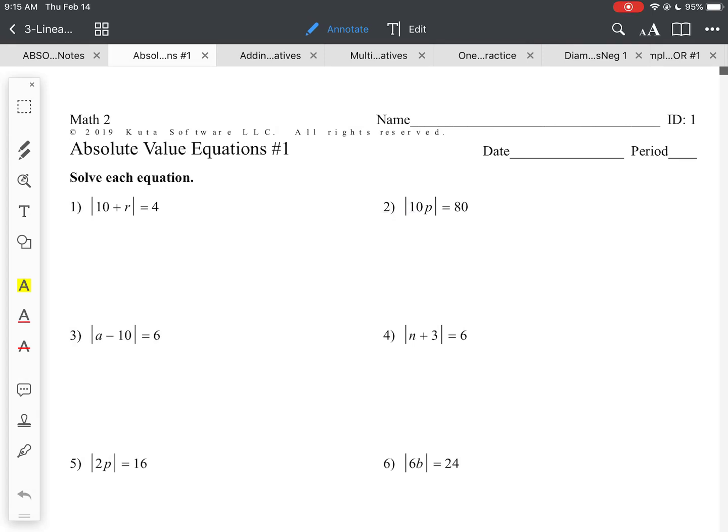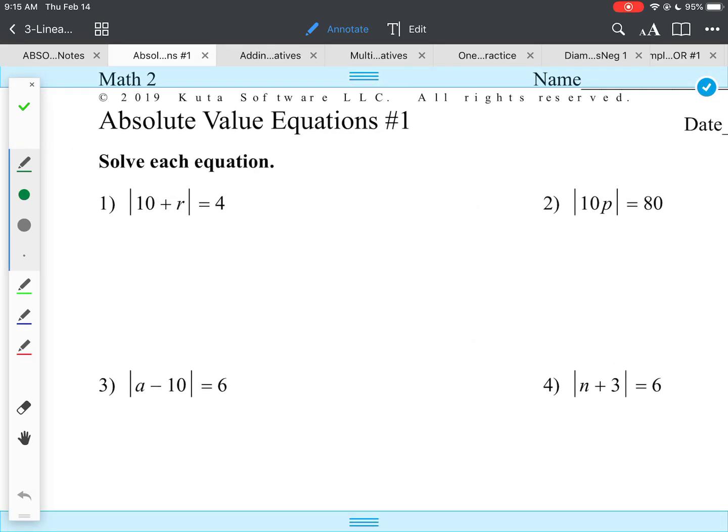Okay, guys, this one is absolute value equations. This will be practice after I teach it in our small groups. Remember, the absolute value means the distance away from zero, right? We cannot have a negative distance, so the answer is always going to be positive.